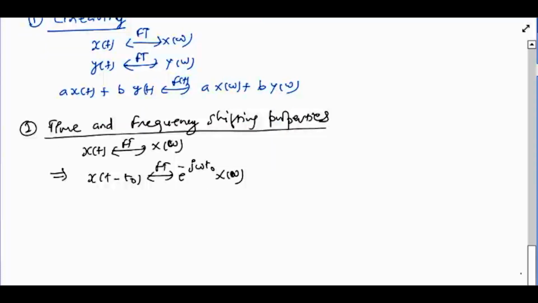Similarly, so this is time shifting property. Similarly, if we multiply x(t) with e raised to j omega naught t, so this new signal e raised to j omega naught t x(t) will have Fourier transform, which is a shifted version of the Fourier transform of x(t). So the new Fourier transform is this. So we see a duality between time and frequency shifting. Okay. Let's see an example.